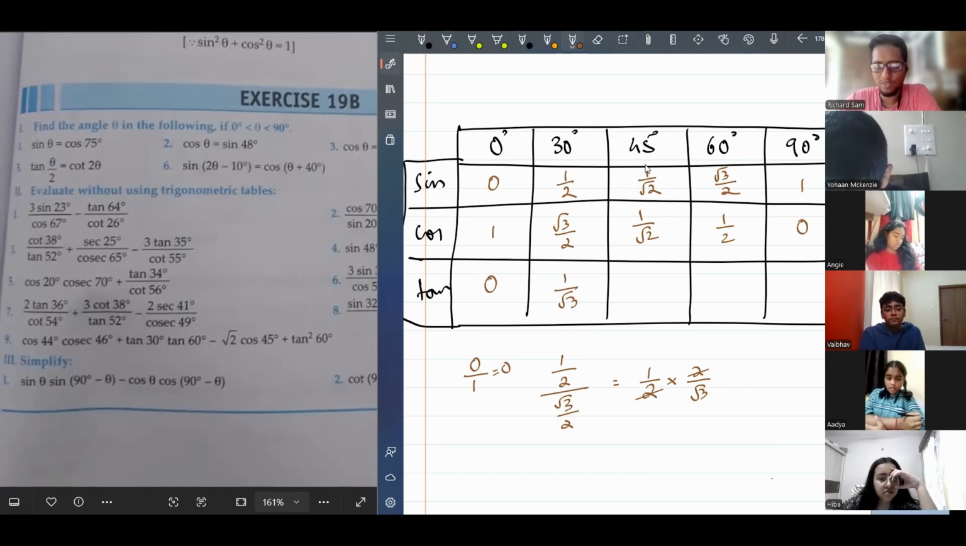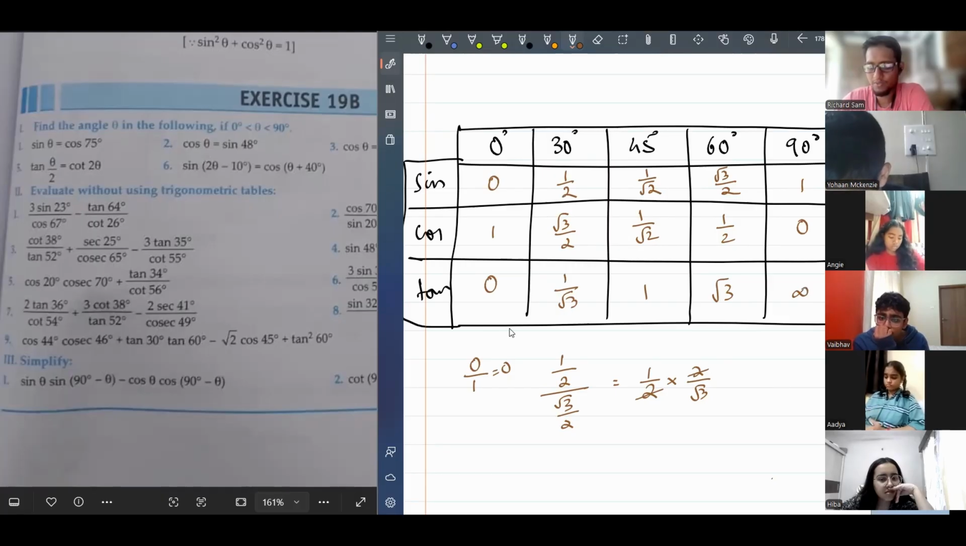Now the next one, 45: 1 upon root 2 upon 1 upon root 2. So here also root 2 and root 2 get cut off, and so the answer is just 1. Then the tan 60 degree, here again 2 and 2 we can cut, and so we have root 3 upon 1, which is just root 3. And lastly, tan 90 is 1 divided by 0. What is 1 divided by 0? You cannot divide anything by 0. So it is infinity.